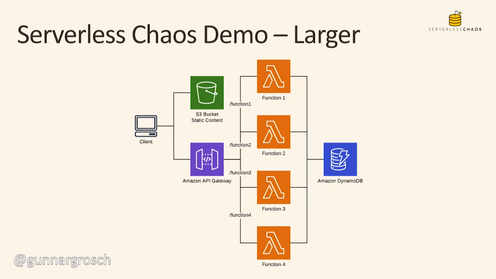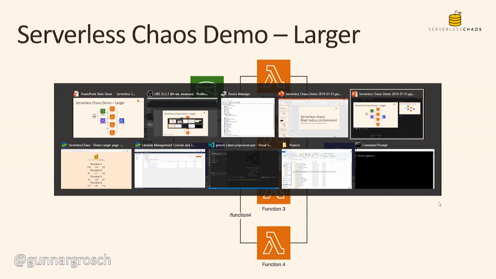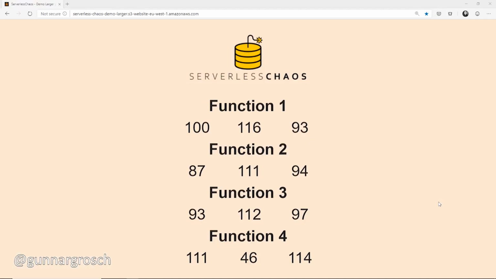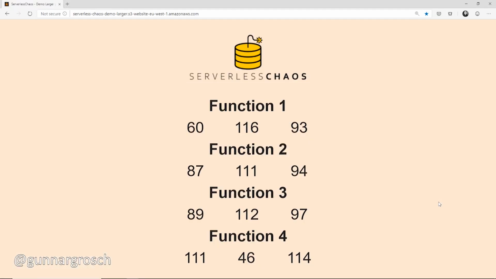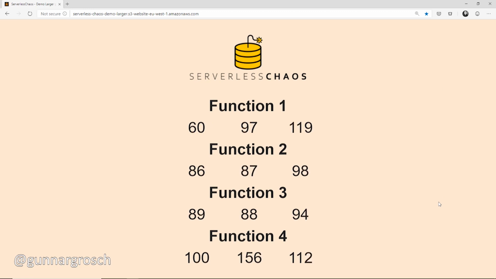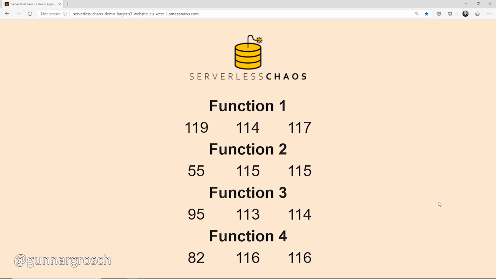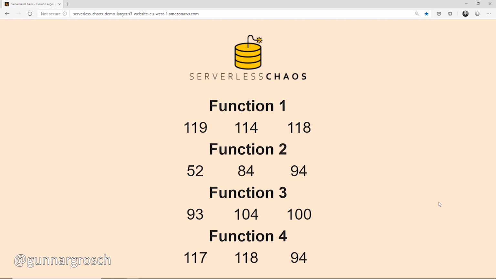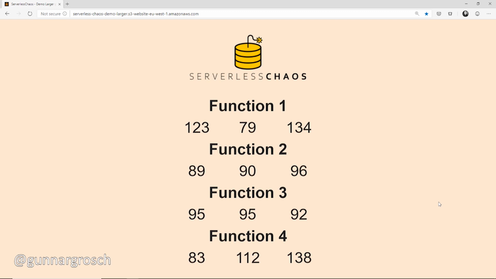I can switch over to the application and show you just what it looks like. Still a really simple web application. In this case, we have the 4 functions. Each function is called 3 times. And the numbers you see are just the execution time of each function. So for each execution of each function, we get the timing shown on the page.